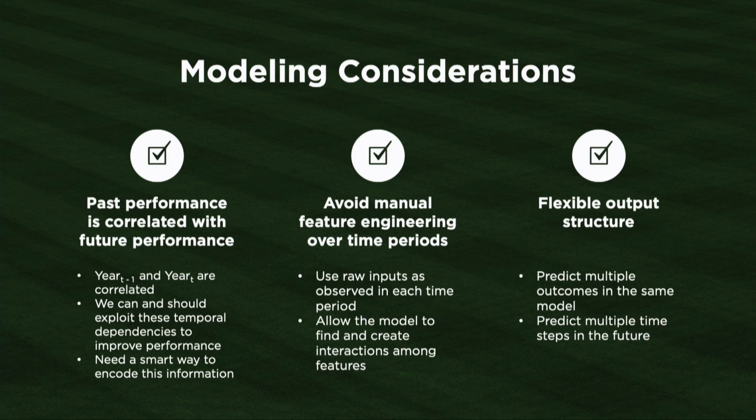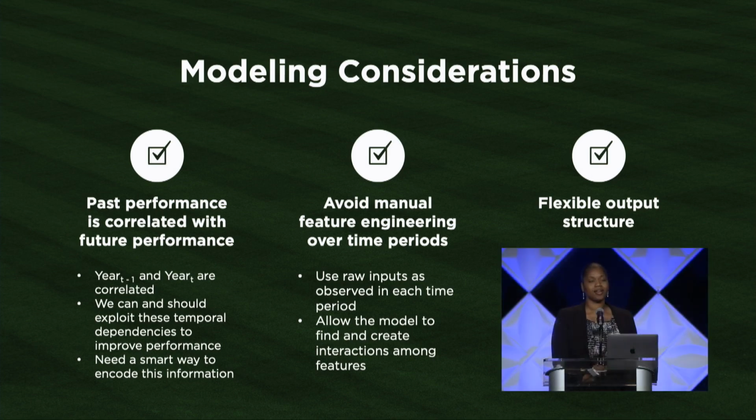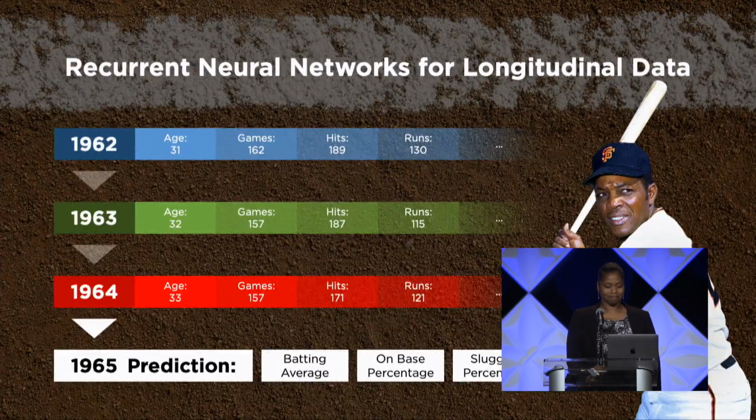And maybe we also want to think about predicting over multiple time points. So maybe saying for those three players, could we predict how they performed over the next two or three seasons, right? So that's a lot to ask. Is there a modeling framework that can do all of that?